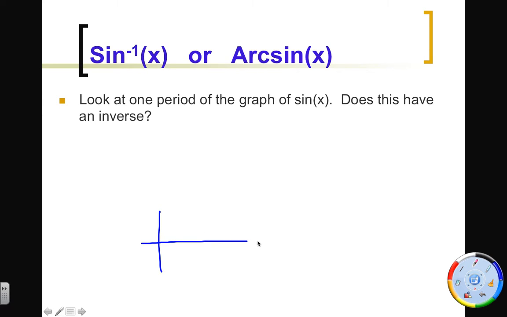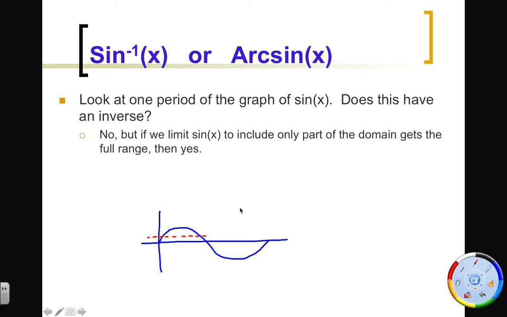So one full period. I hope all of you guys can sketch that. You can just kind of do it top to your side of your paper there. One full period of the graph of sine of x does not have an inverse because it fails this horizontal line test, and it fails miserably because it fails to infinity. There's always going to be more and more lines over here, more and more intersections.